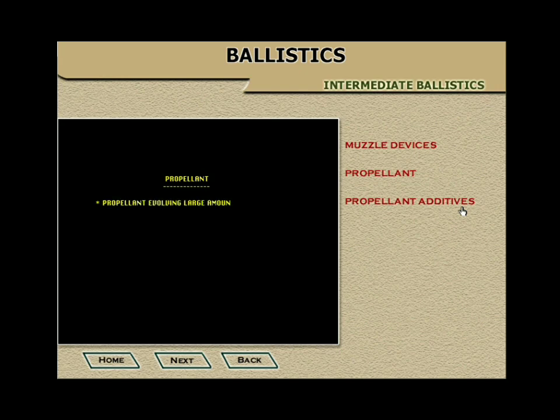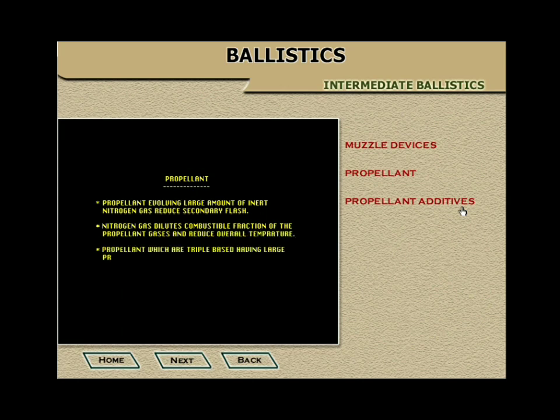Propellant. In large caliber guns, the most effective method of secondary flash reduction is to use a propellant which evolves a large proportion of inert nitrogen gas at relatively low temperatures. Such a technique will dilute the combustible fraction of the propellant gases and reduce the overall temperature. It is achieved by triple base propellants owing to their large proportion of nitrogen rich nitroguanidine.